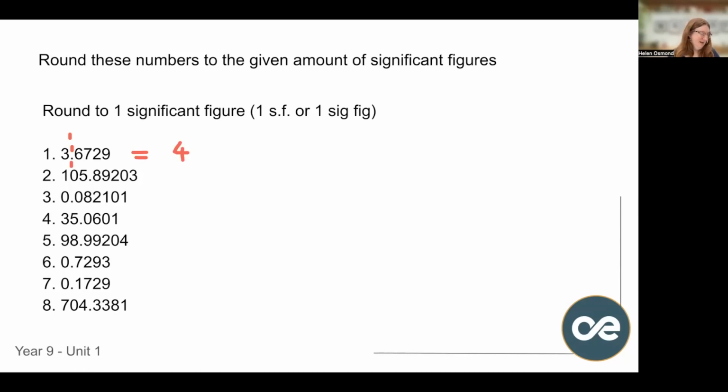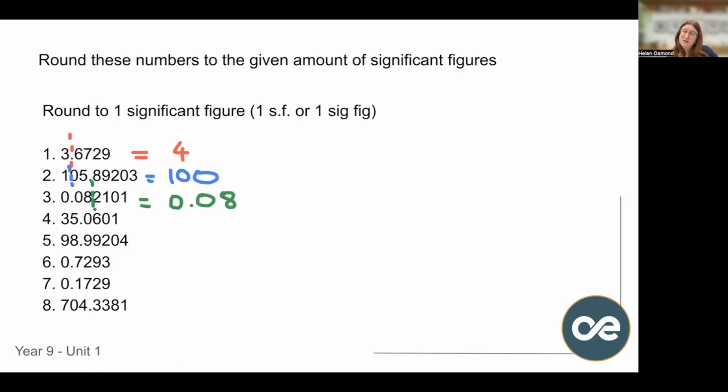Okay, brilliant. Let's keep going then on these. So 105.89203 to one significant figure. Well, 1 is the first one here. Am I closer to 100 or 200? Am I going to round up or down? Well, it's a 0, so I round down. So to one significant figure, this is 100. If I look at the next one, the 8 is my first significant figure, and it's a 2 afterwards, so it's going to be 0.8.